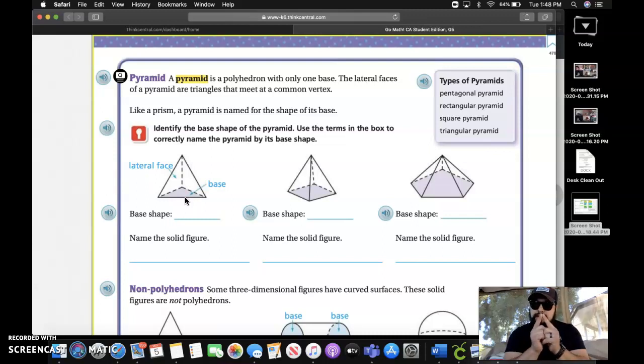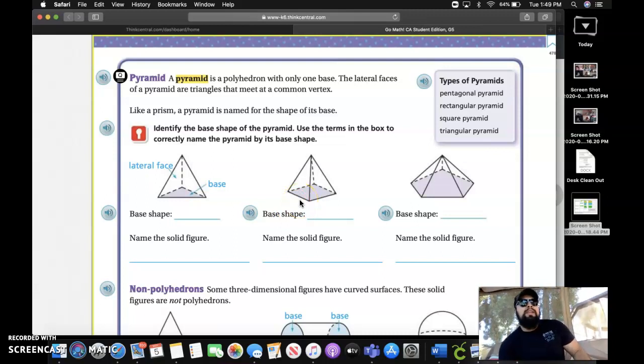Now, the only difference is, well, one base, how many lateral faces do we have? Okay, so the number of lateral faces will tell us what the base is. So if we look at this one, we can see that the base is a triangle. Okay, triangle, 3 sides. So we have 3 lateral faces. So the base shape is a triangle. That makes it a triangular pyramid.